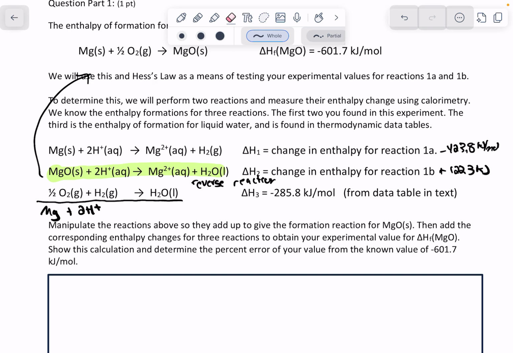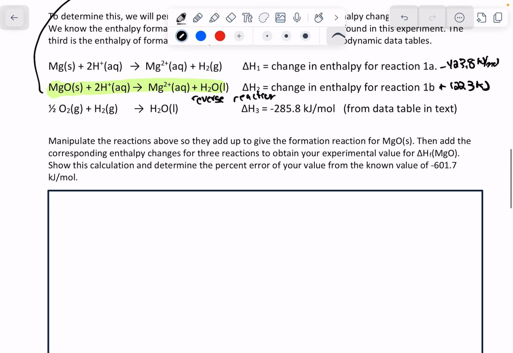Okay, my mistake. What we're going to do is erase all this, and I'll come down here and manipulate it. Sorry for the confusion. Mg plus 2H plus goes to Mg2 plus H2. That delta H is going to be a negative 423.8 kilojoules per mole.